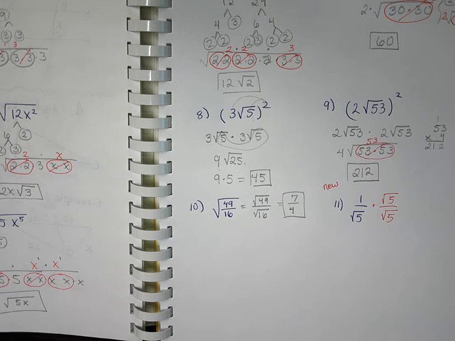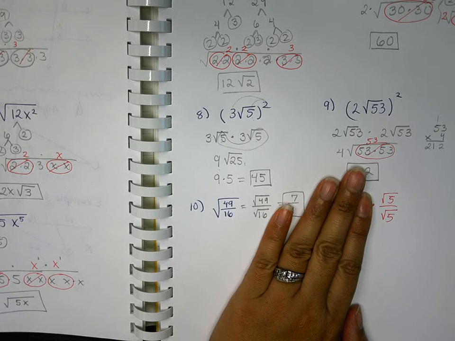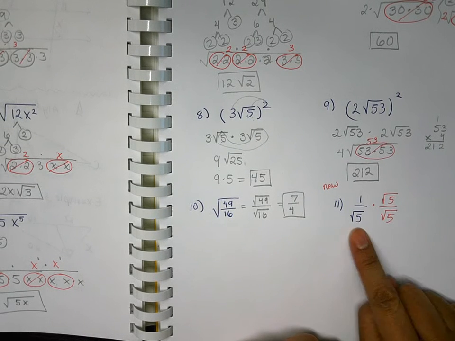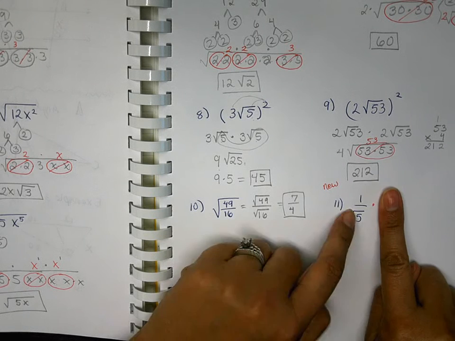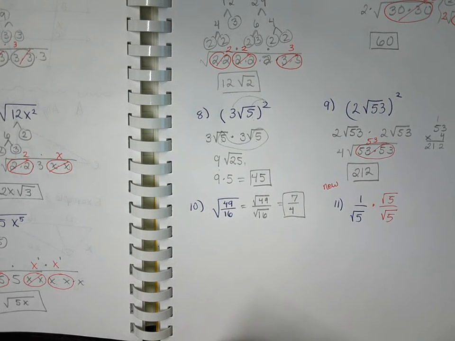Okay, first off, what's root 5 over root 5 equivalent to? 1. And multiplying by 1 is what? 1 is the multiplicative identity. Do you remember that? When you multiply by 1, does it change your problem? Does it change the value? No, right? That's why it's called the multiplicative identity. It keeps the identity. So multiplying by 1, is it going to keep the value of 1 over root 5? Yes, it's going to look different, but it's going to keep its value. Does that make sense, first of all?